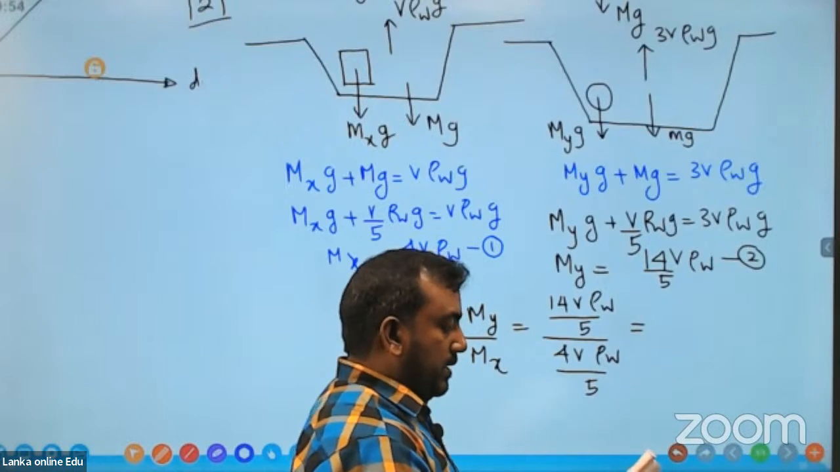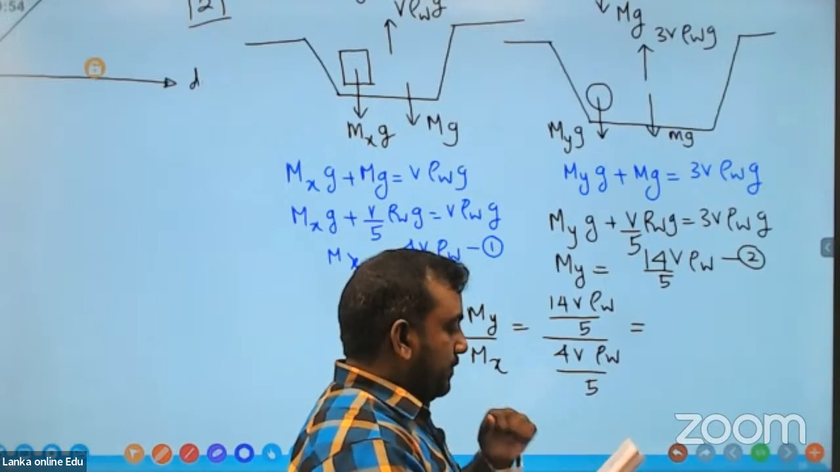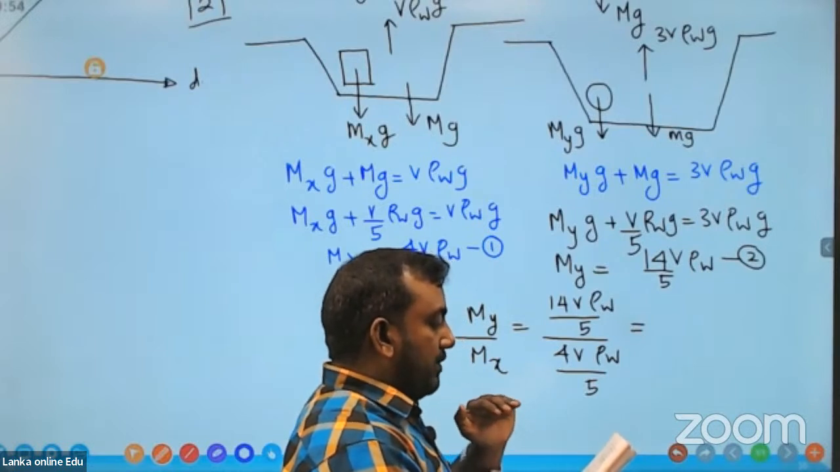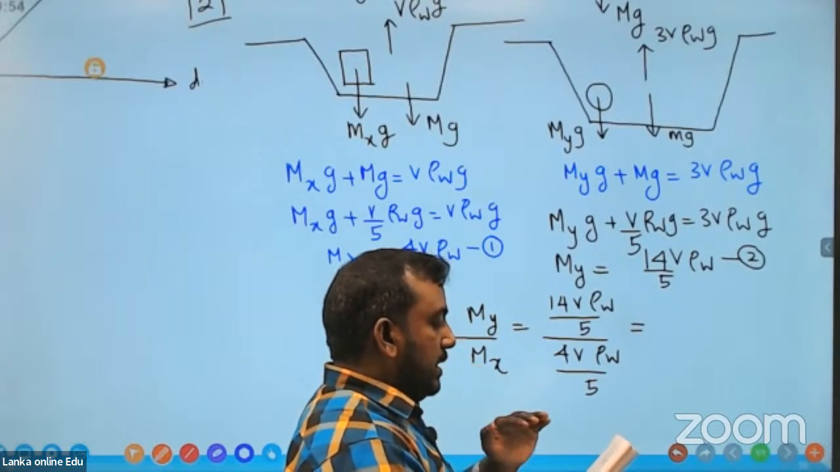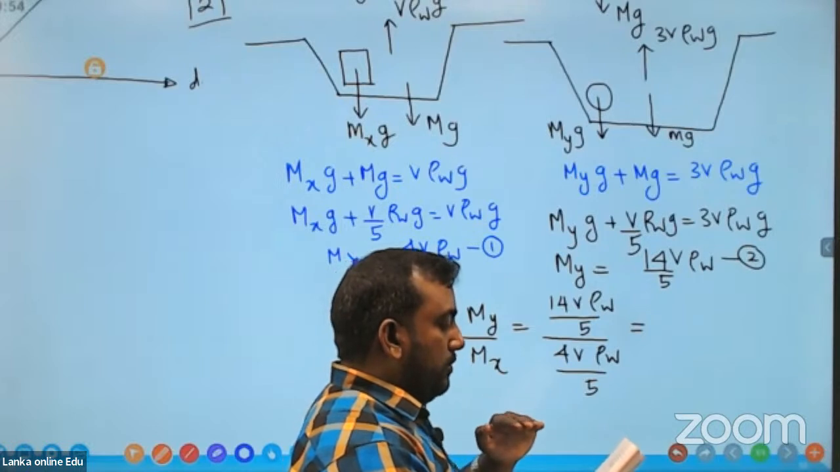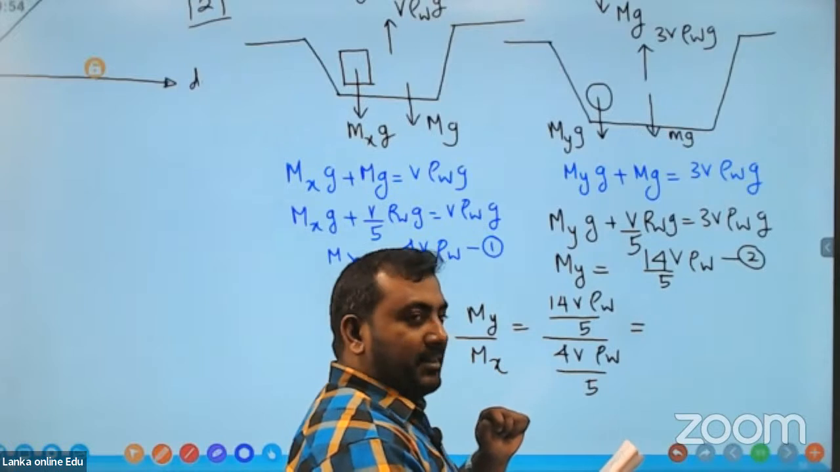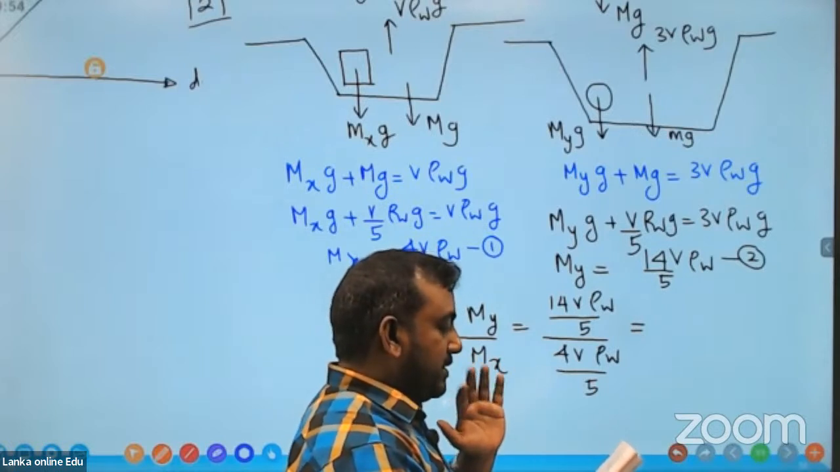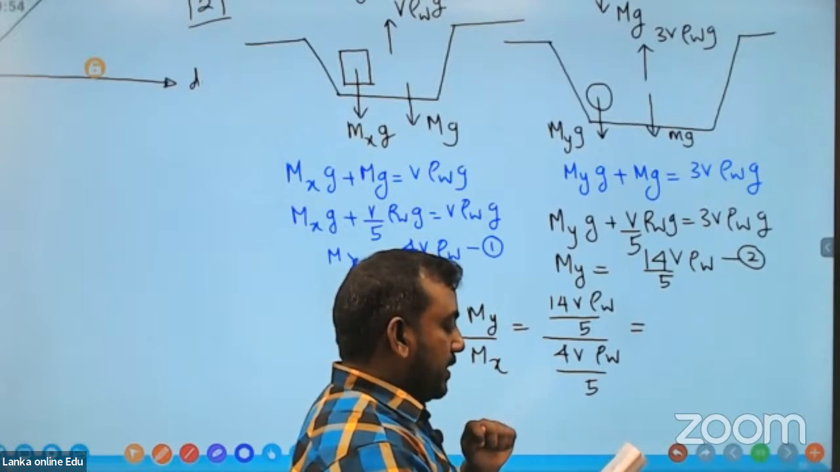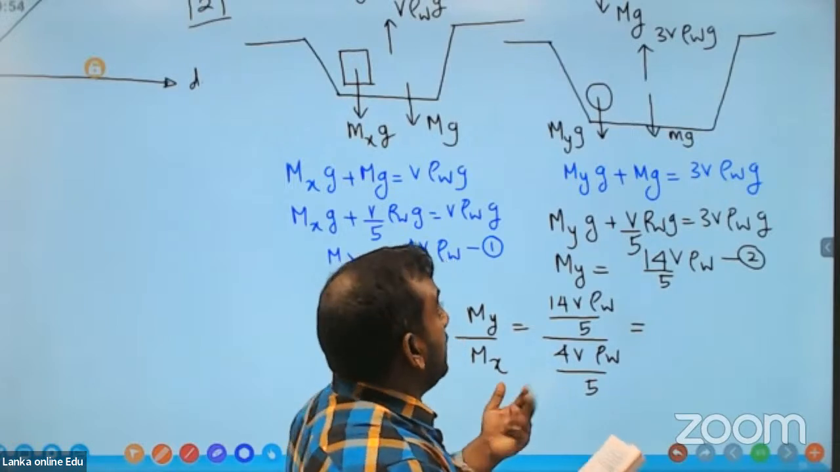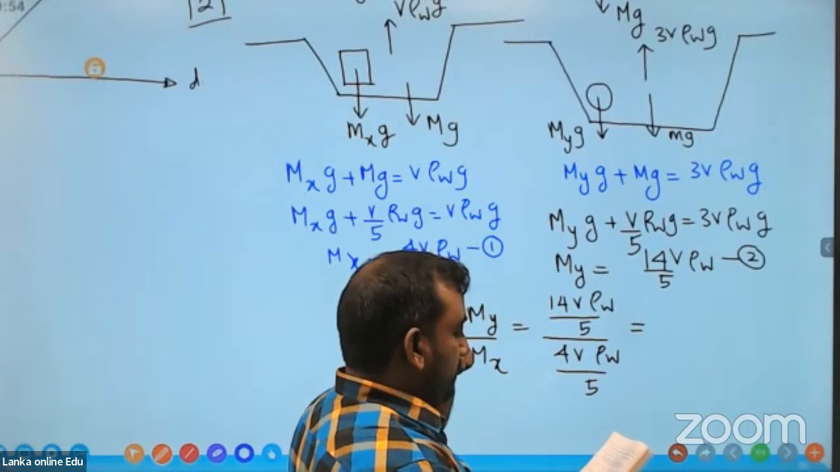So they have given you here a boat made of metal floats in water with 1/5 of the volume submerged. Second boat is made with a volume 3 times. They have typed it 3 times, no? 3 times than the first, using the same mass and the same metal. Same mass means submerged volume is same.